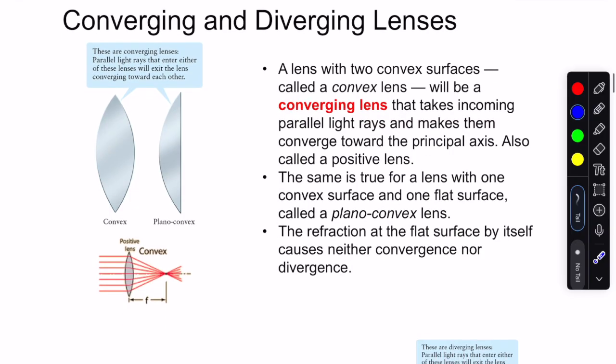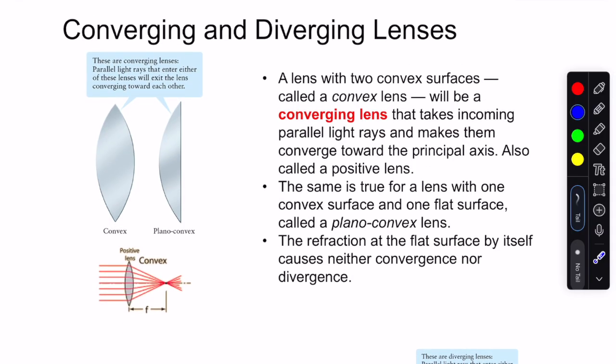So in general, we're going to have two types of lenses based on those effects: a converging lens and a diverging lens. A converging lens can have two convex surfaces, and it can also have one convex surface and one planar surface. That's called a plano-convex lens, and it's going to converge the light. When parallel rays enter the lens and then exit the lens, they're all going to converge at the focal point.